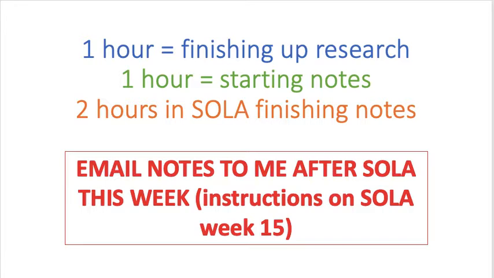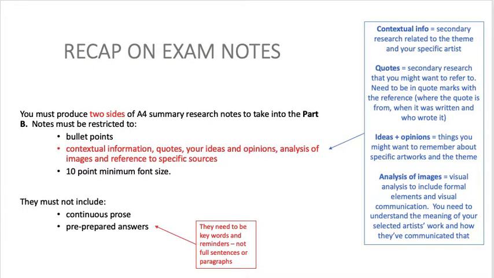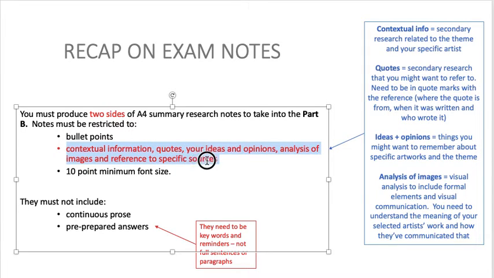So today we need to be finishing up our research. I'm just going to give you a really short recap on what needs to happen with your notes. So the exam notes, you're only allowed two sides of A4, so either two separate sheets on one side or one sheet with it printed on the back and front. You're allowed to make bullet points, and there's a list in the exam notes of the kind of things that you're allowed to include, and I've included it here in red. I've just highlighted it.